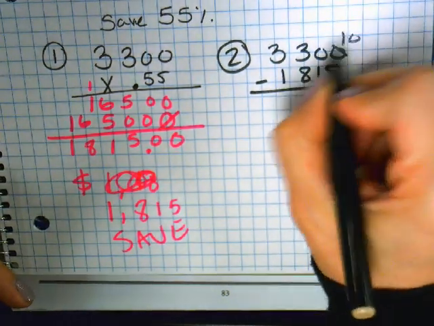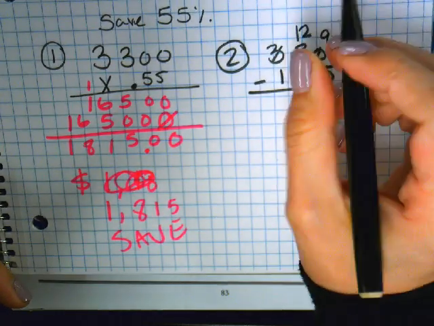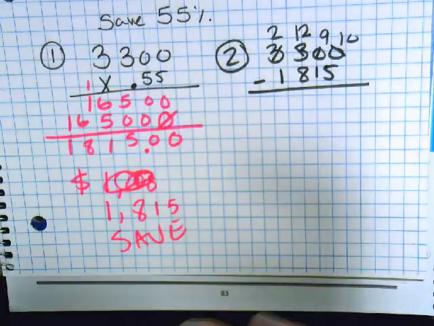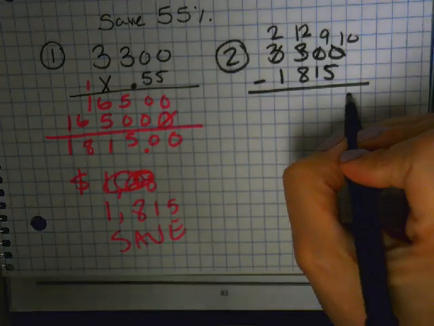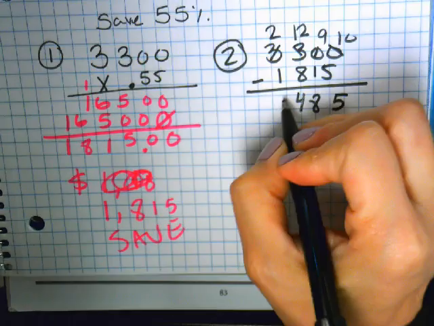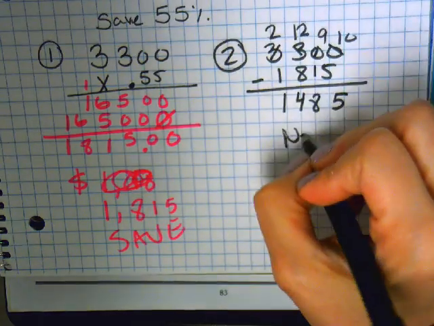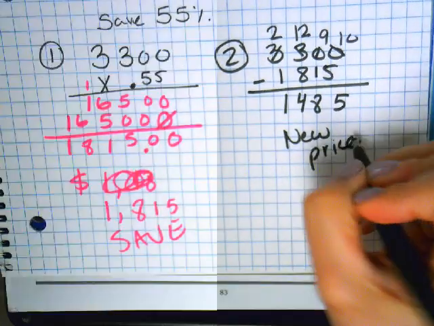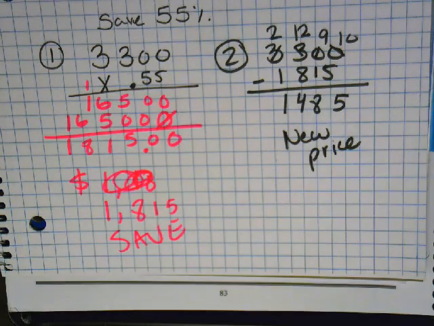And we're going to borrow. Yes, the hardest part is, do you remember how to borrow? Oh my God, what a steal. New price is $1,485. Double check my math for me, please.